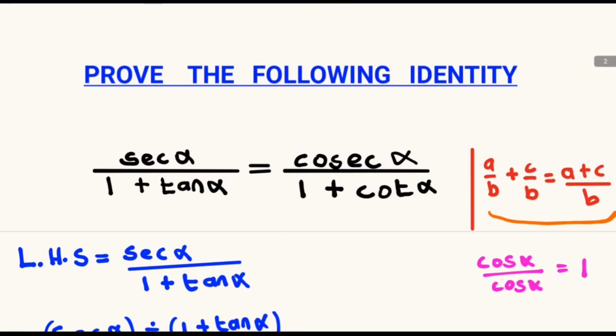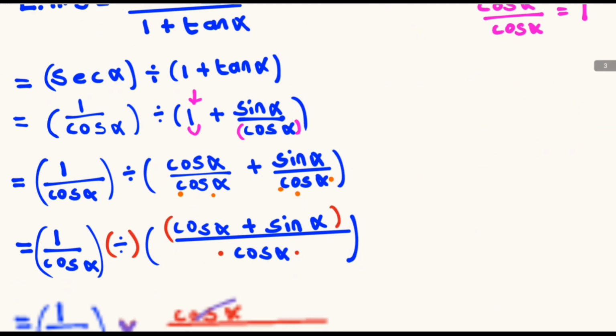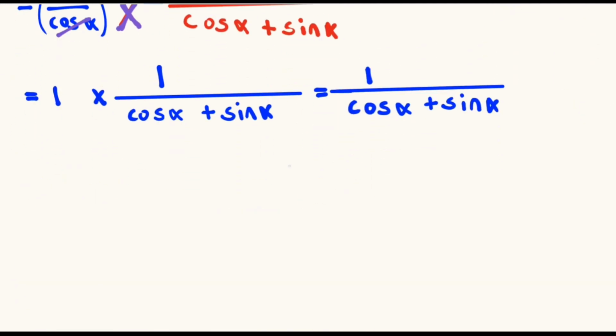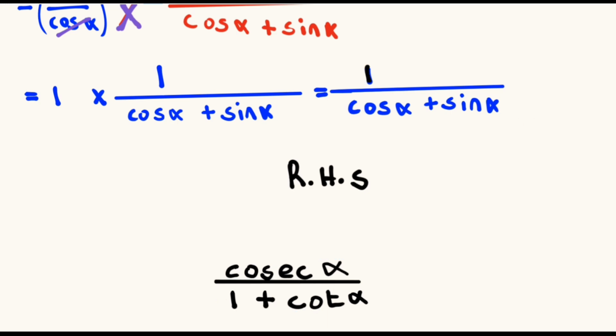The left hand side is 1 divided by cos alpha plus sin alpha, and it is not clearly identical to the right hand side, so we are going to take the right hand side and simplify it. So now we have the right hand side. Let's try to simplify it to see if it will be equal to 1 divided by the cos of alpha plus the sine of alpha.